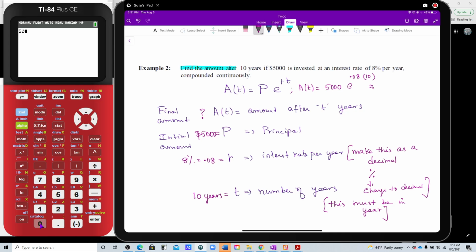Now I can put this in my calculator in one stretch. I'm using the e closer to the ln, so 5,000 times e to the power of, and sometimes you may have to use parentheses in some calculators, 0.08 times 10, close the parentheses, hit enter, and this would be my answer. Approximately 11,127.70. Again, we're dealing with money, so if I round off to 2 decimal places, that should be fine. So this will be my answer to this problem. I should put a comma right here.